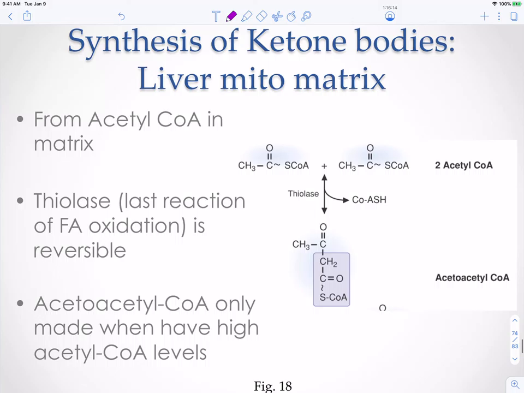The first thing that has to happen is that we're going to have to make our ketone bodies. In order to make ketone bodies, and this is happening in the mitochondrial matrix, you have thiolase, which is the last reaction of fatty acid oxidation and is reversible. So thiolase can generate two acetyl-CoAs, or it can be reversed to acetoacetyl-CoA. Only when you have high levels of acetyl-CoA will you generate the precursor to your ketone bodies. This means that the liver has plenty of fatty acids, has plenty of energy, and now can start releasing ketone bodies.